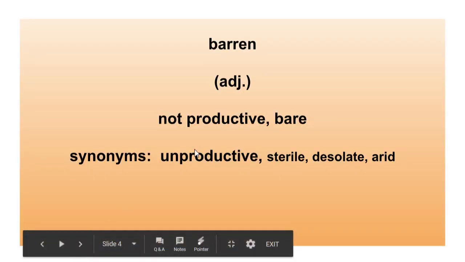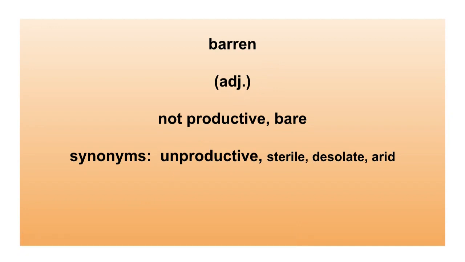All right. Our next word is barren. And barren, it's an adjective, so it's another describing word, describes nouns and pronouns. Its meaning is not productive, it's bare. And our synonyms are unproductive, sterile, desolate, arid.